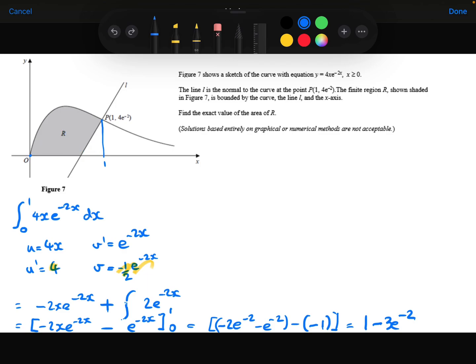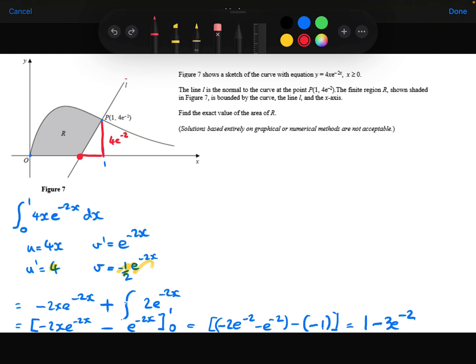Let's now work out the area of this triangle that we need to take away. So let me use a different colour for that. So this triangle here, now I can see the height of this triangle is 4e to the minus 2, but I'm not quite sure what the base of the triangle is yet. In order to know that, I need to know what this coordinate here is. And that's where this line L intersects on the x-axis. So if I can work out the equation of that line L, I can get that point.